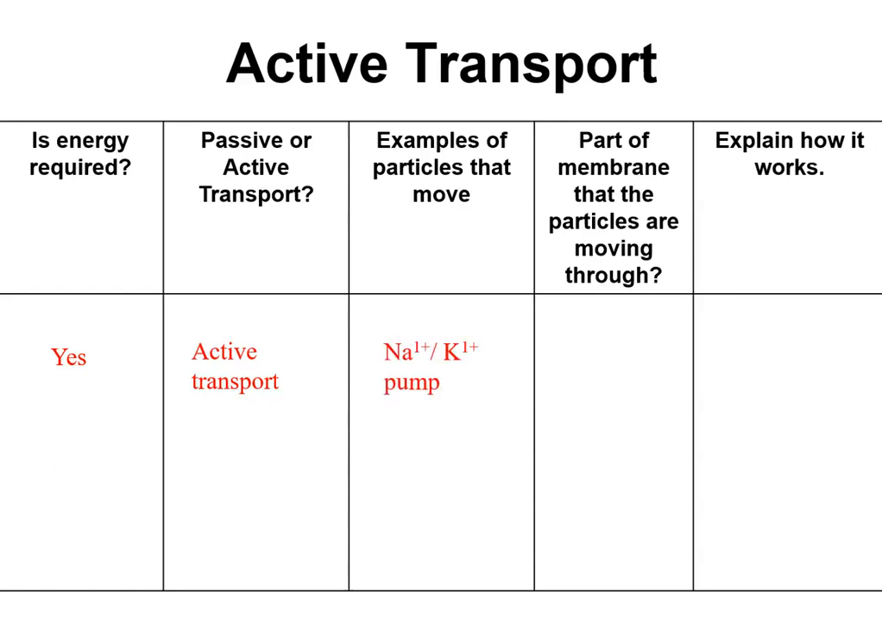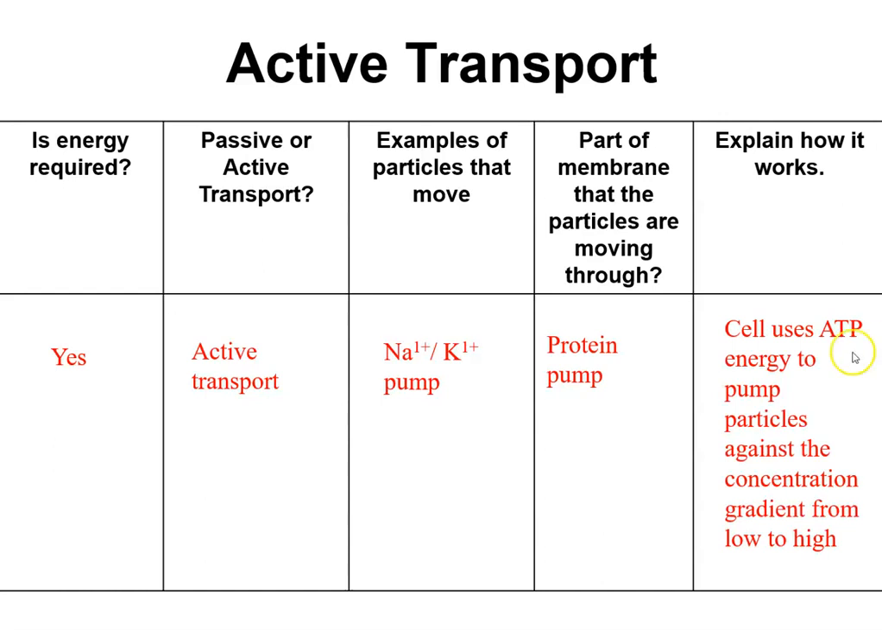We're going to see that with the sodium and the potassium pump. That is a form of active transport. The part of the cell involved is the protein again, but it's going to be a protein pump. The cell is going to use the ATP energy, and it's actually going to pump the particles against the concentration gradient. So I want you to know active is actually low to high concentration, so not going with the flow.